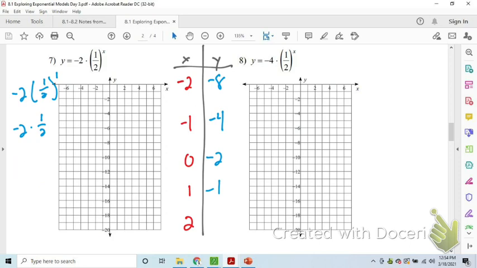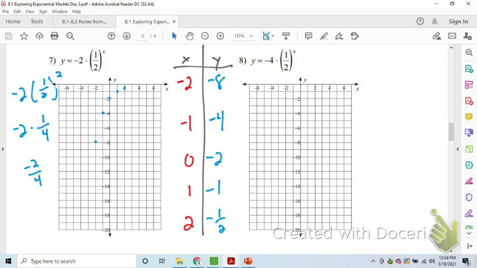If I take it to the 2nd power, that's going to be times 1/4. So this would be -2/4, which is -1/2. Okay, so -2, -8, bing, bing, bing. -1, -4, bing, bong. 0, -2 right there. 1, -1 right there. 2, -1/2 right there.